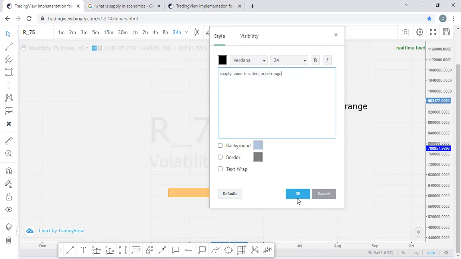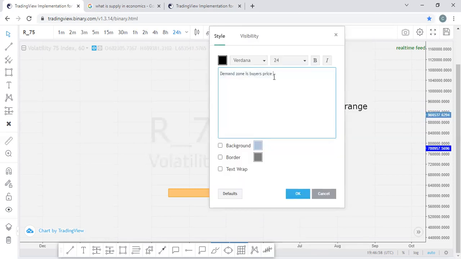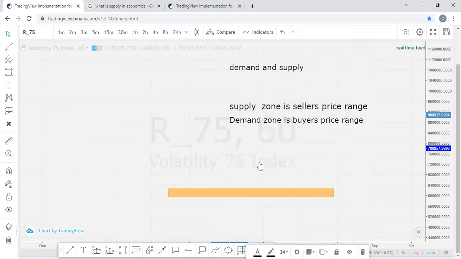So it covers a larger amount. A demand zone is simply the buyer's price range. That means buyers are willing to buy maybe from 72,000 to 80,000. That is the range where buyers are willing to buy the market. Maybe if an iPhone is sold for $500 and it drops to maybe 200 or 100, the buyers will feel more comfortable buying it at that zone, right? And in a supply zone, sellers will want to sell at a high price.